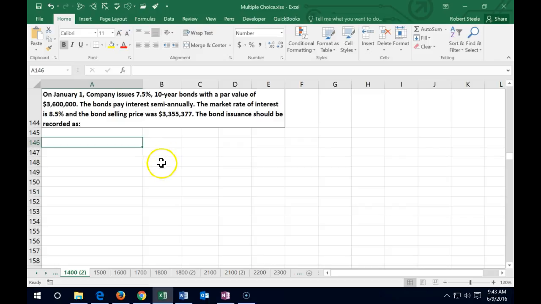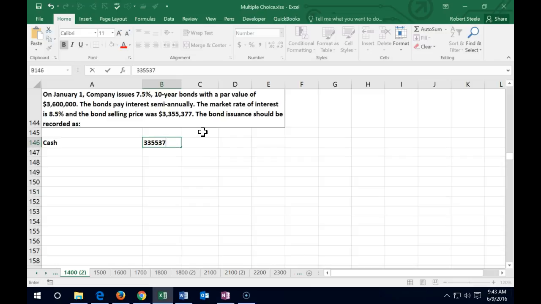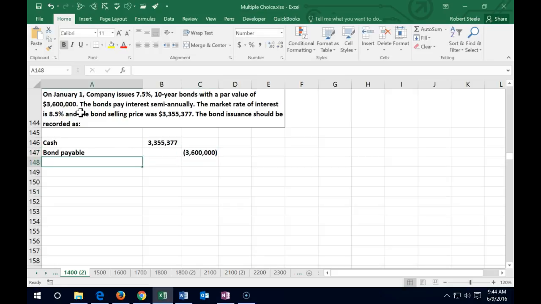So if we think about this, we're going to say, well, is cash affected? Yes, we've got cash, and they didn't tell us to figure it out. We know the cash we got. We got the 3,355,377, and then we had to give the bond, being bond payable. We're not the investor of the bond in this case. We are issuing the bond. It's a liability, so we have a bond payable, and that's going to be for the face amount, the entire face amount, 3,600,000. That's what we're going to have to pay back, and then there's going to be a debit.